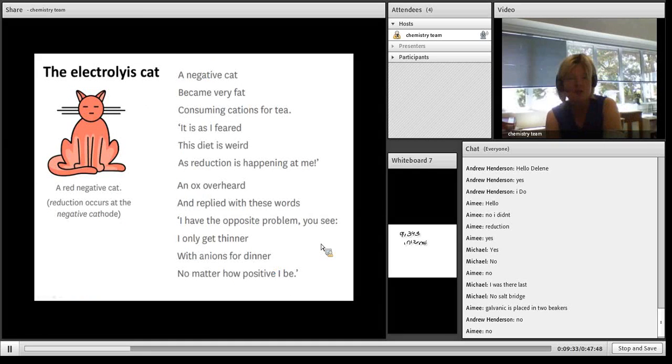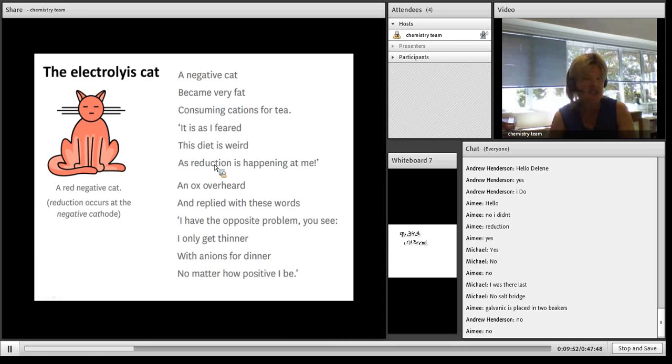Now, a way to remember that negative and positive, this is in your booklet, is a poem. A negative cat became very fat, consuming cations for tea. So the cations are coming. And the cat's saying, it is as I feared, this diet is weird, as reduction is happening at me.